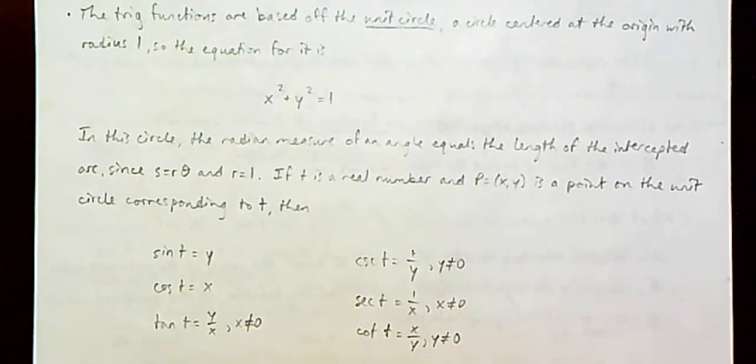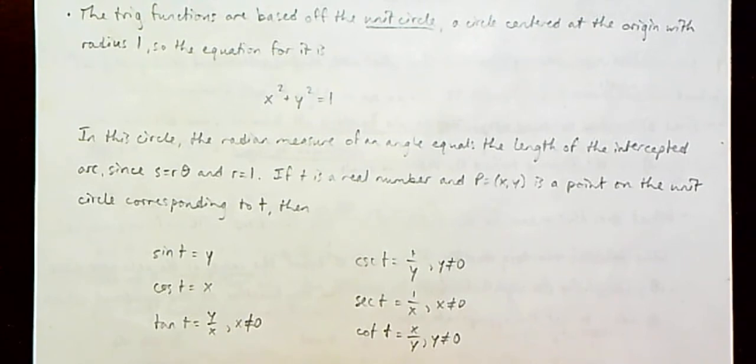From our previous video, we saw that the six trig functions are really based off of a point that lies on the terminal side of our given angle theta. And we can do that for any radius of any circle whatsoever. Well, really, the trig functions are based off of the unit circle, which is a circle with radius 1 and it's centered at the origin. So the equation for it is x squared plus y squared is equal to 1.